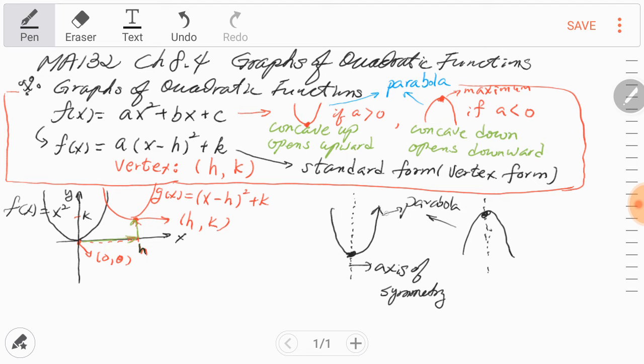The right end of the graph is up. If a is greater than or equal to 0, the leading coefficient is positive, then it opens upward. The right end always goes up. And if the leading coefficient is negative, then the right end always goes down. So if the graph opens upwards, it has a minimum value. And if it opens downwards, then the graph has the maximum y value.